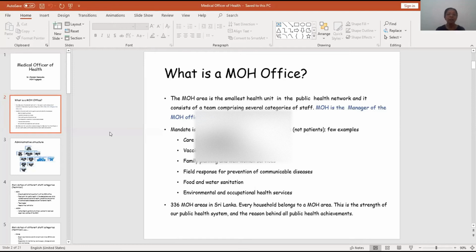So we are providing care for expecting mothers, vaccination and care for children, family planning and women services, field response for prevention of communicable diseases, food and water sanitation, environment and occupational health services. In Sri Lanka at the moment, we have about 336 MOH areas, and every household belongs to an MOH area. This is the strength of our public health system and the reason behind all our public health achievements.